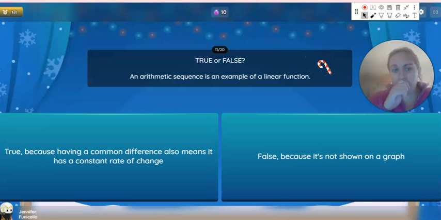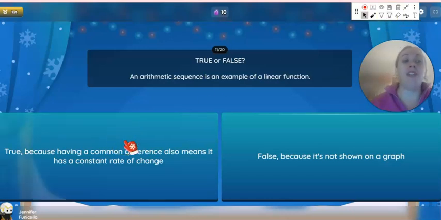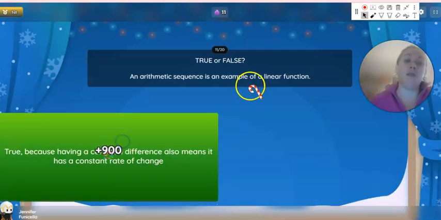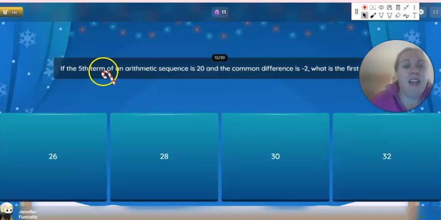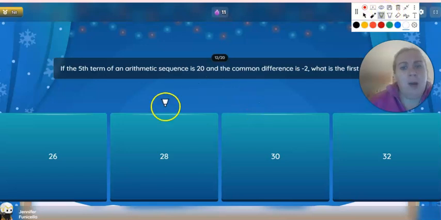True or false? An arithmetic sequence is an example of a linear function. This is true. When we have a common difference, our slope is the same. It's having that constant rate of change. It's going up by the same amount each time, which makes it linear. Nice.